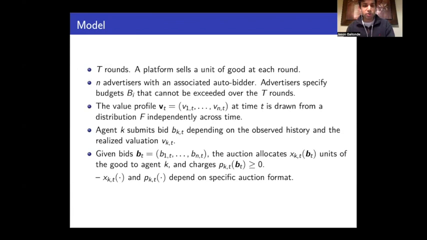So for instance, if you've heard of first price auctions, the X sub KT, it'll be 1 if you're the agent that submitted the highest bid. And the price you will pay is exactly the bid that you submitted. In the second price auction, the allocation rule will be the same, but the price you will pay if you're the winning bidder is going to be the second highest price.